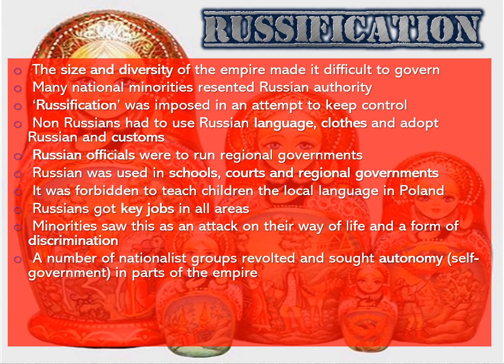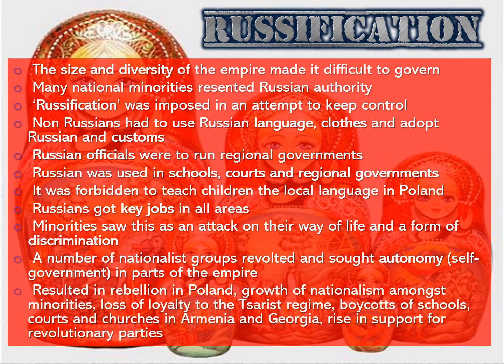A number of the nationalist groups revolted and they sought autonomy, which is, remember, the word for self-government in parts of the empire. They no longer wanted to be part of Russia. And it resulted ultimately in a mass rebellion in Poland, with the growth of nationalism amongst the minorities getting more and more developed as time went on, and the harsher that Tsar Alexander treated them and then Tsar Nicholas treated them. So the Tsarist regime starts to lose quite a lot of its loyal followers.